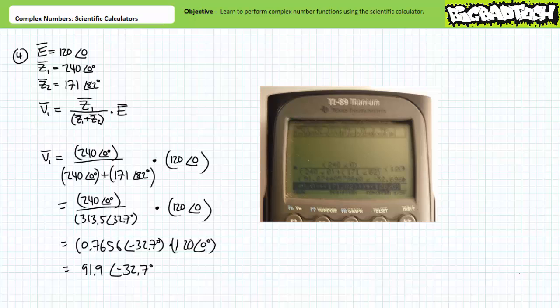Substituting our given values, we arrive at the answer V1 equals 91.9 at an angle of negative 32.7 degrees. Note it's necessary to enclose the addition operation below the division operator in parentheses to ensure the calculator performs the operation in the intended sequence. Again, you don't need to perform this operation in a single sequence and can enter it using as many steps as it takes to get the correct answer.